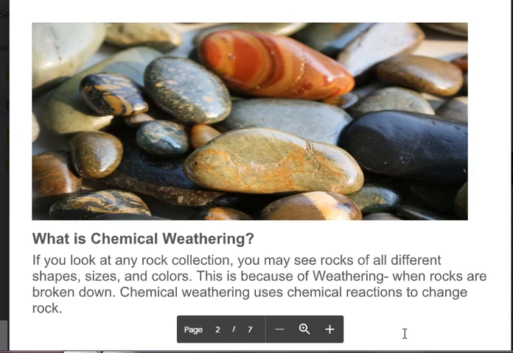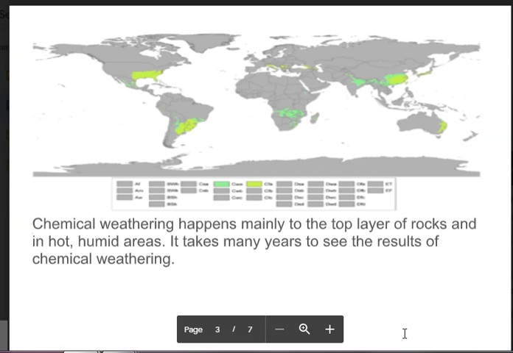What is chemical weathering? If you look closely at any rock collection, you will see rocks of all different colors, shapes, and sizes. This is because of weathering, when rocks are broken down. Chemical weathering uses chemicals to change rocks. Chemical weathering happens mainly in the top layer of rocks and in hot, humid areas. It takes many years to see the results of chemical weathering.